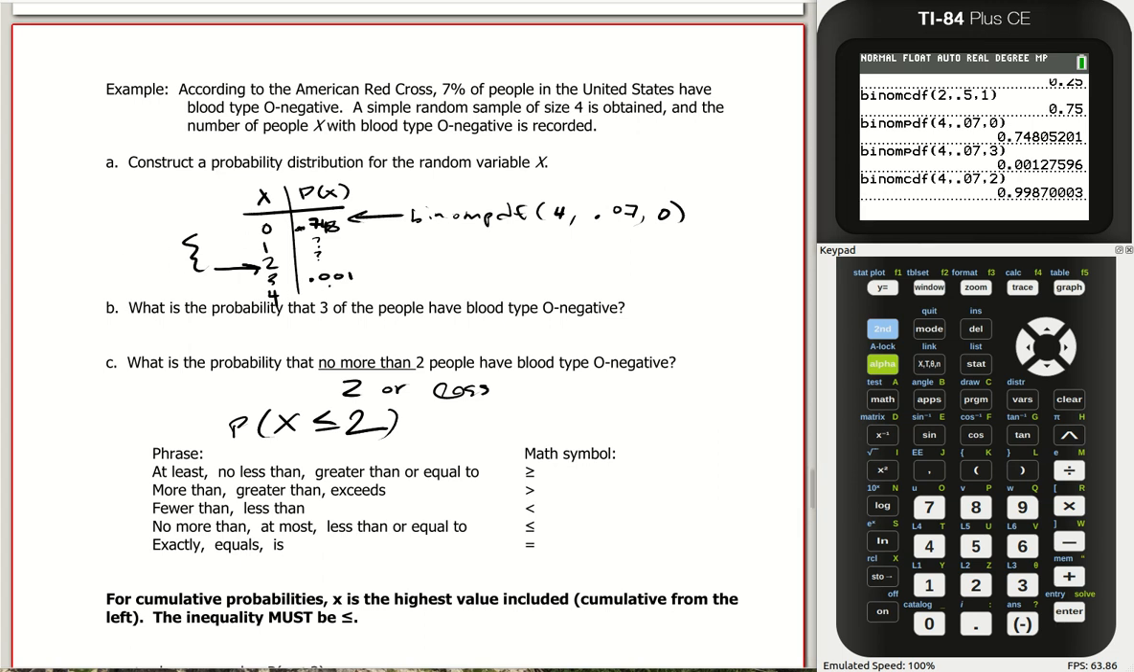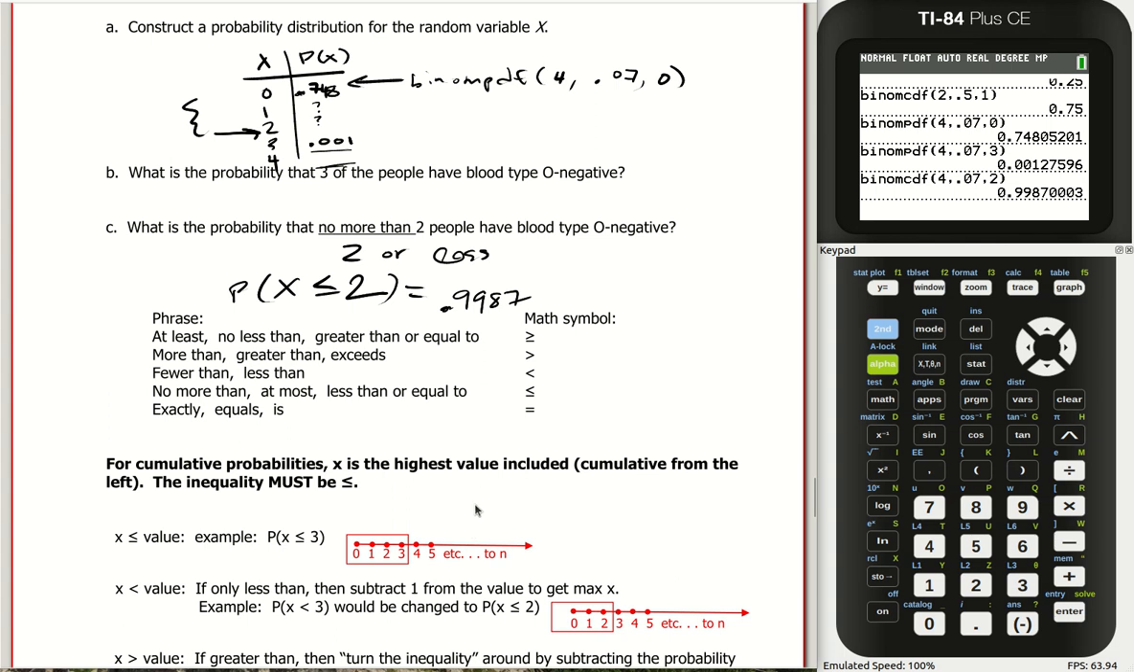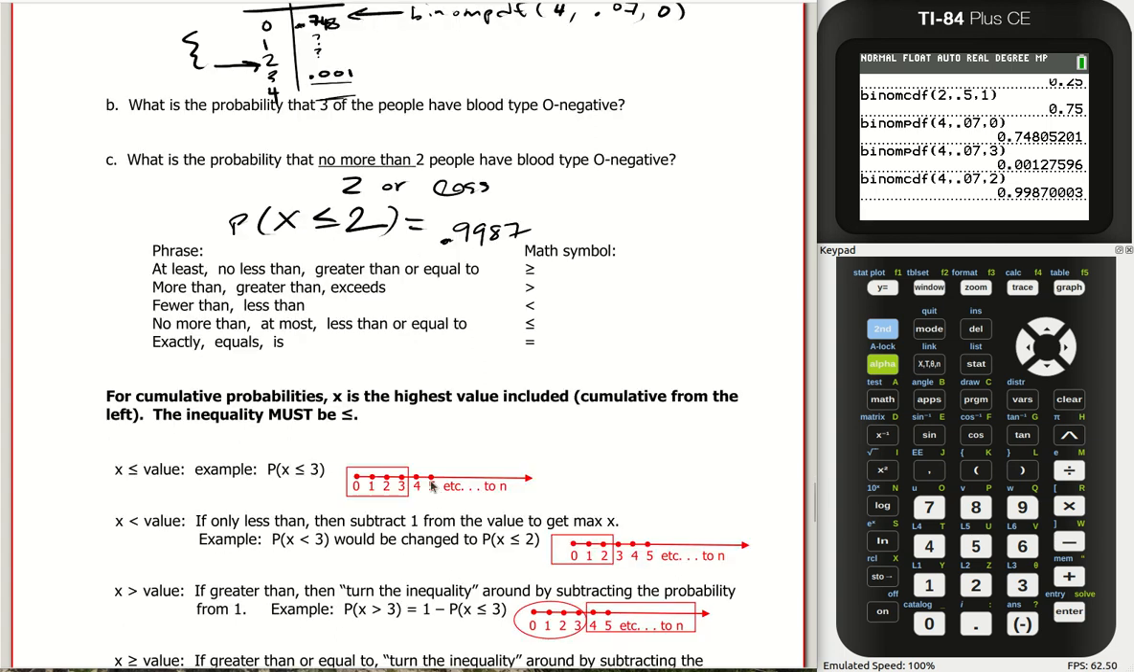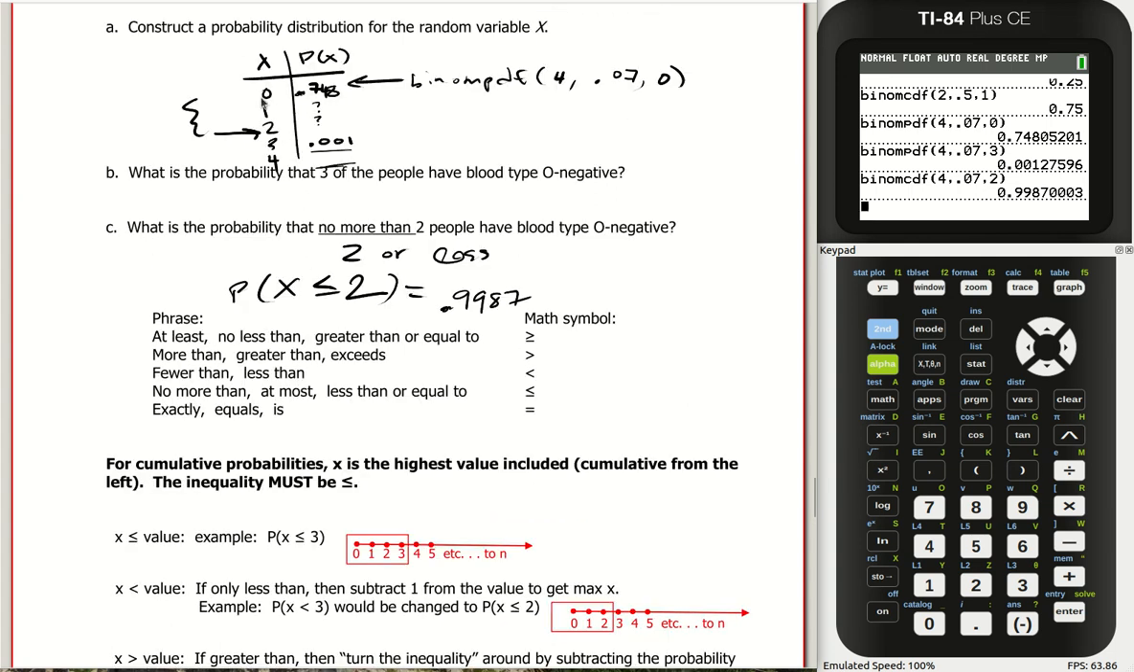The 3 and 4, obviously 3 is already super small. Getting all 4 of them to have type O negative must be even way smaller. The chance that we're going to get 0, 1, or 2 people with type O negative blood is 99.8% of the time. Very unlikely otherwise. And so here in the notes, I don't want to belabor the point we've seen about adding up these ranges of values. CDF always goes from 0 up until the stopping point. So you just figure out where the stopping point is.